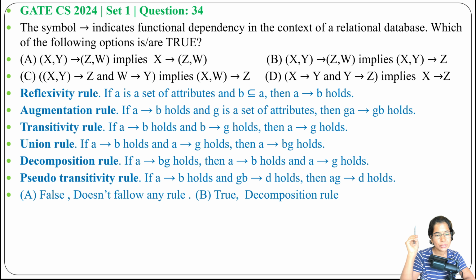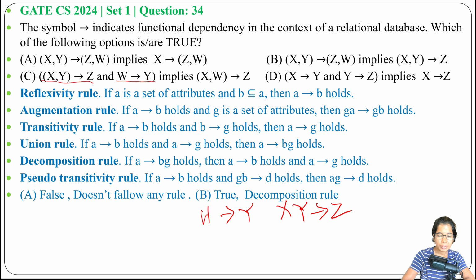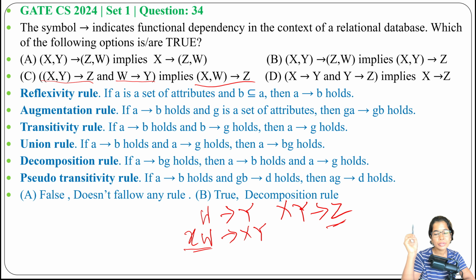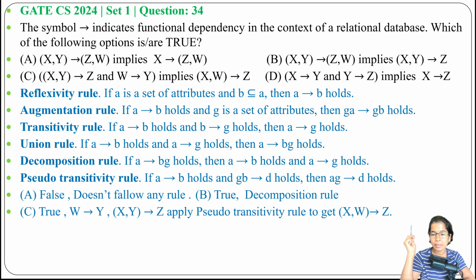Next, option C, XY implies Z, W implies Y, so XW implies Z. W implies Y, XY implies Z. We can apply this pseudo transitive rule. W implies Y, so here we can write X on both sides, XW implies XY, XY implies Z. So XW implies Z. This is according to pseudo transitive. Option C is true.